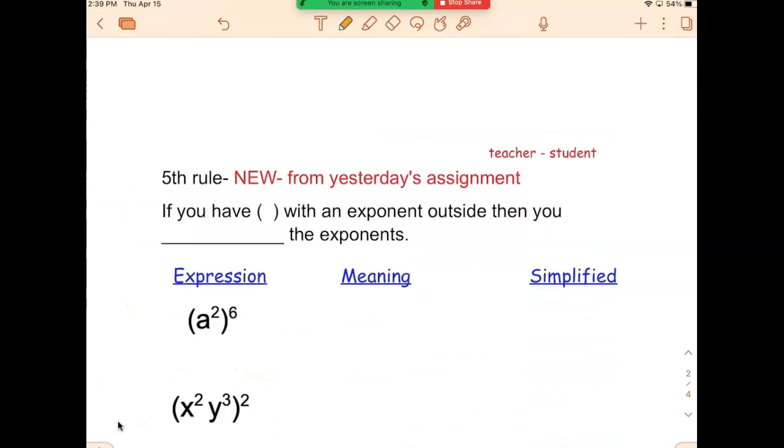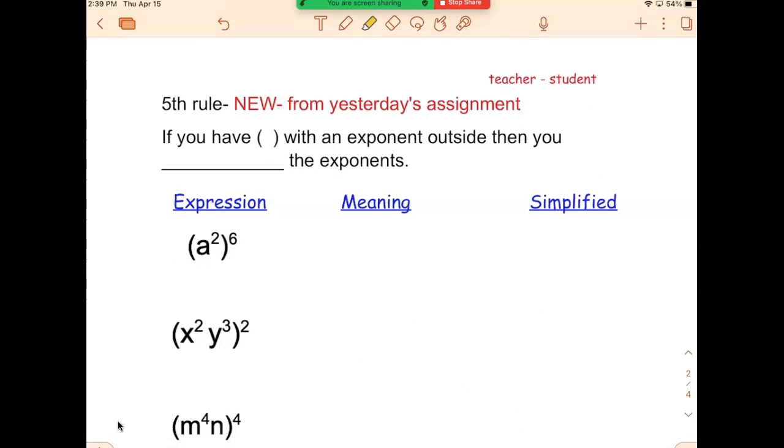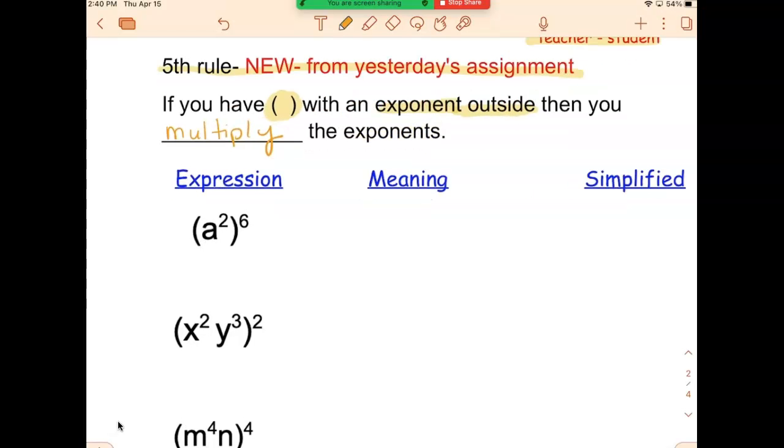You may then scroll to the second page. So on the top, Mr. Peterson and I like to say whether it is a student or a teacher page, and this is for both. This is the rule that we introduced yesterday. So it's our fifth rule for exponents, and it's new from yesterday's assignment. So if you have parentheses, like here, with an exponent on the outside, then you are going to multiply the exponents. These we will do together.